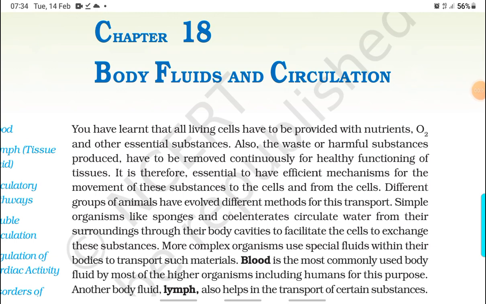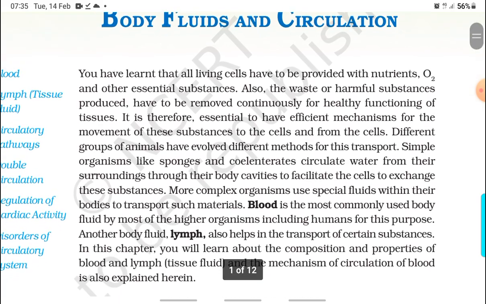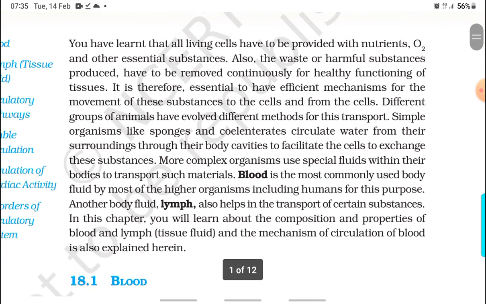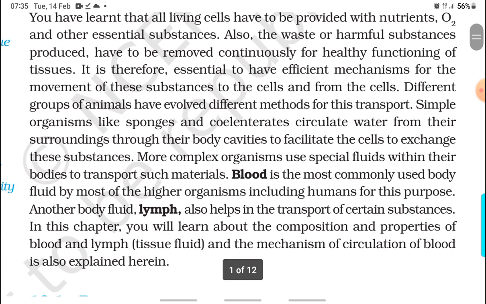Class 7th NCERT Chapter number 18, Body Fluids and Circulation. You have learned that all living cells have to be provided with nutrients, oxygen, and other essential substances. Also, the waste or harmful substances produced have to be removed continuously for healthy functioning of tissues.